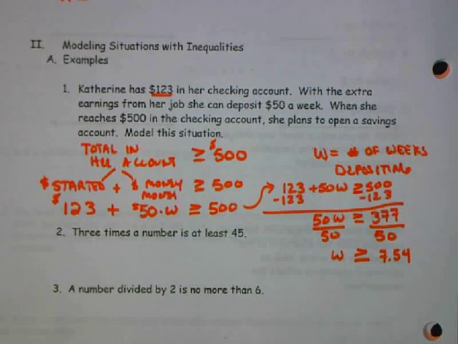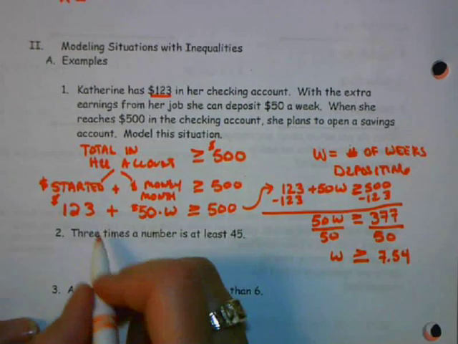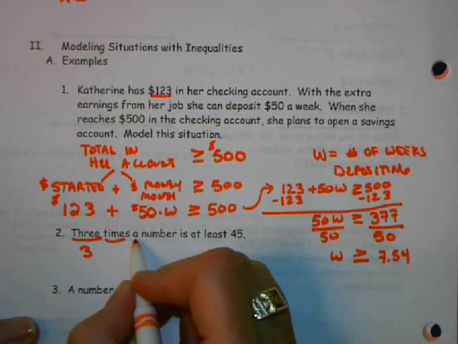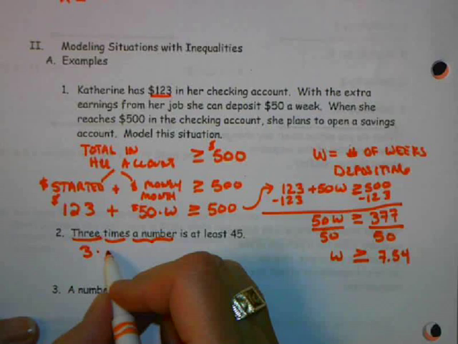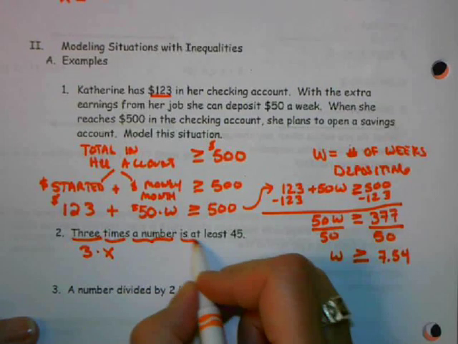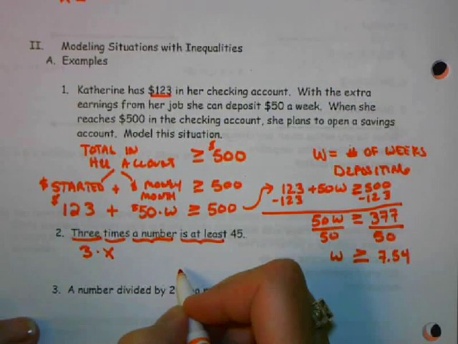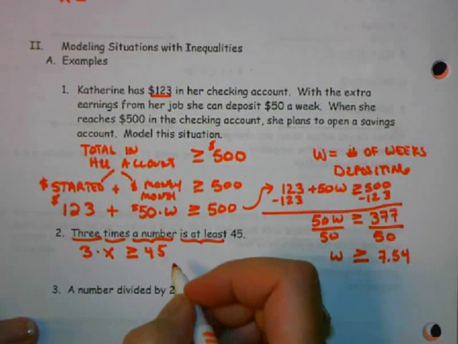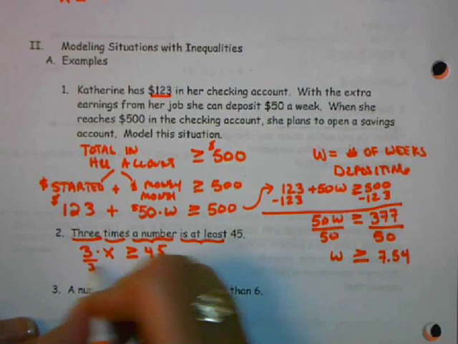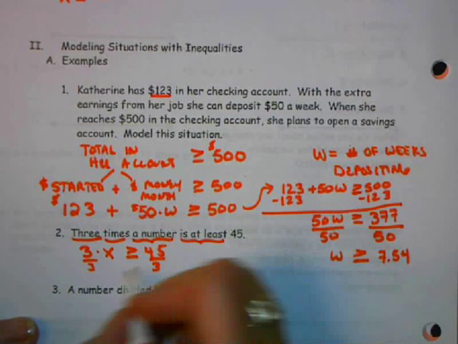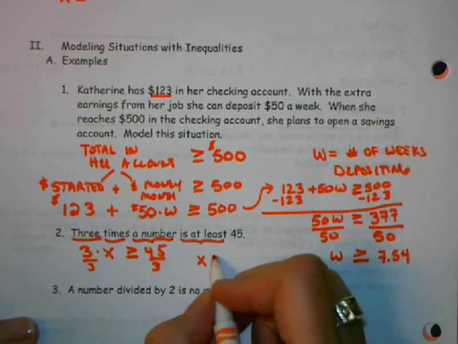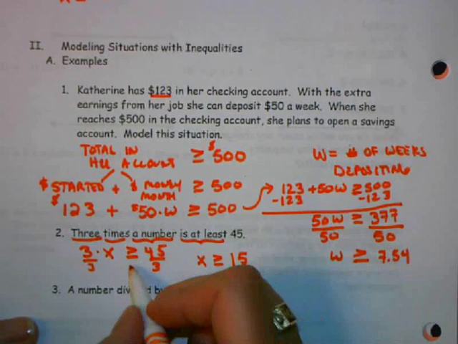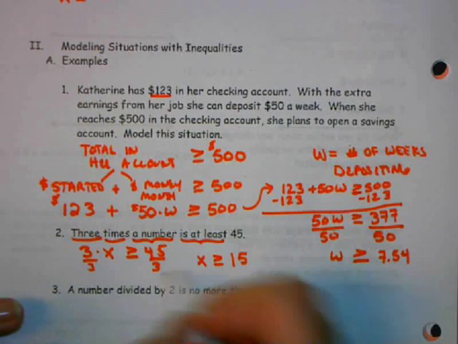The next problem here is just a verbal expression that we're going to turn into an inequality. 3 times a number, that's going to be our variable, so 3 times x, is at least, that means it's bigger than or equal to 45. I can divide both sides of this by 3, and when I do that, I get that x has to be greater than or equal to 15. I didn't have to switch my inequality sign around because I divided by a positive number.